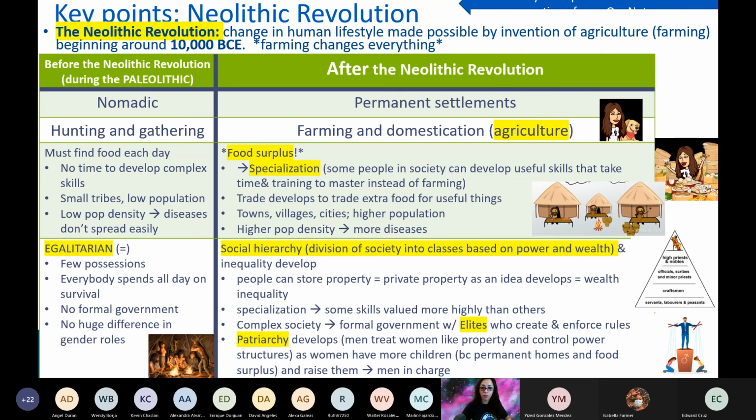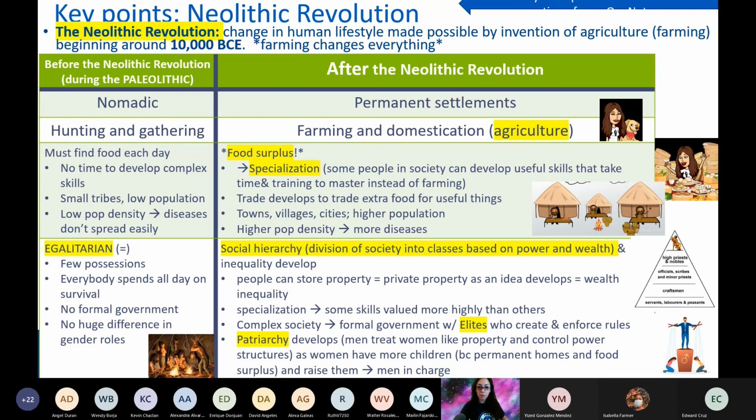And you can only have it when you have enough food so that not everybody has to spend all day getting food. So food surplus led to specialization. Huge. And because of that, trade develops. So you can trade extra food for useful things. Towns, villages, and cities get bigger and bigger with higher populations because you can support more people.